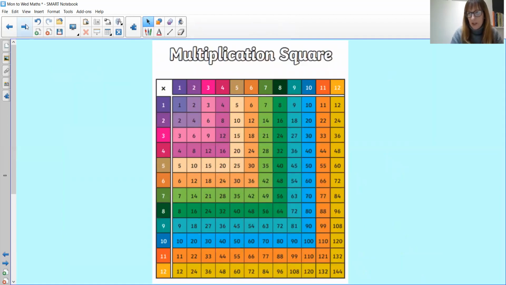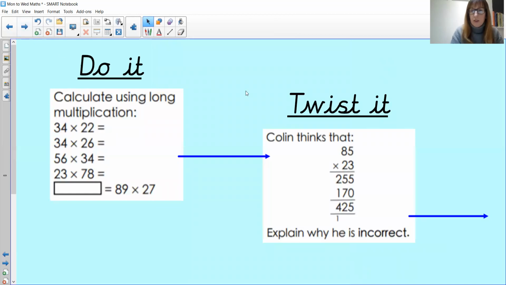Okay, now I've linked on the website a multiplication square because I know that some of these times tables are a bit tricky, and what I really want you to do today is focus on the method of long multiplication. So I want you to practice doing it using the method I've shown you. If you need help with your times tables, then look at this, okay? But just concentrate on getting the method right today. So you'll do it, twist it and secure it. There is a secure it, you'll be glad to know.